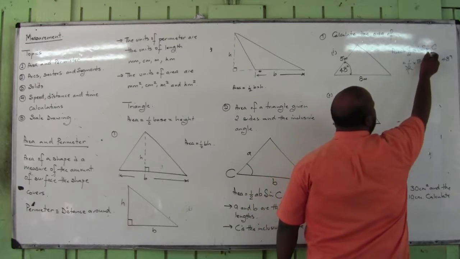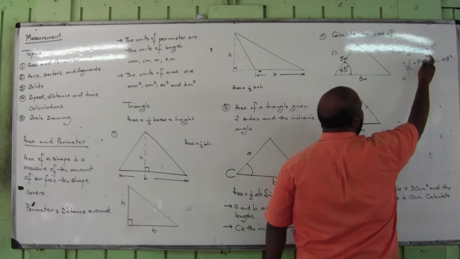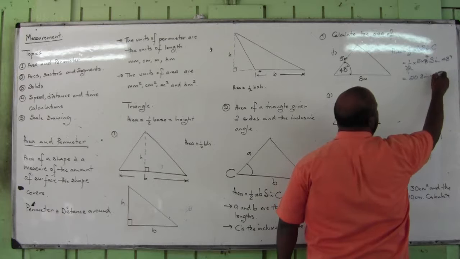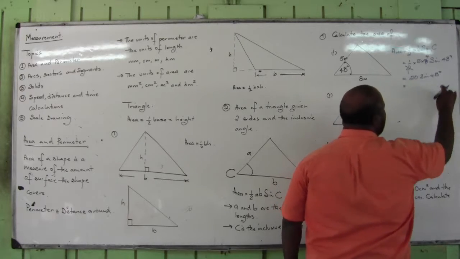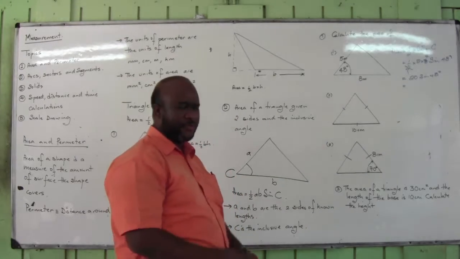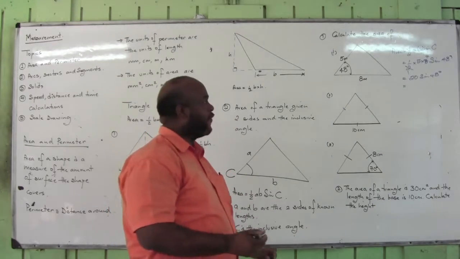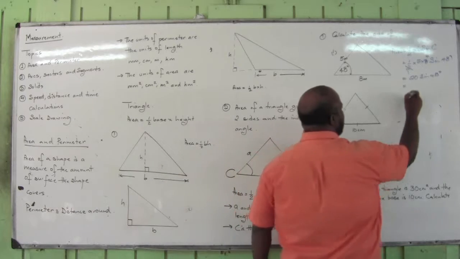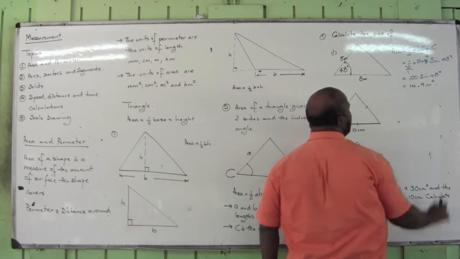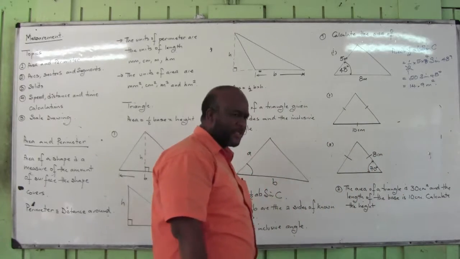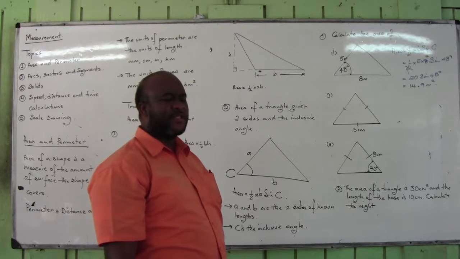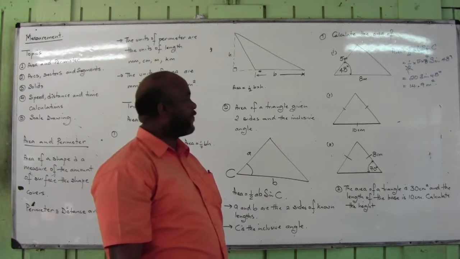2 into 8 is 4. 4 fives are 20 sine 48 degrees. Put that in a calculator and press equal. That is 14.9 meters square. Always write your answers correct to 3 significant figures.